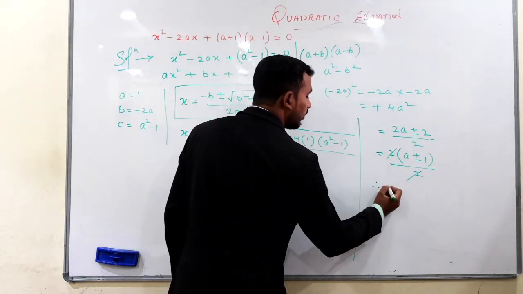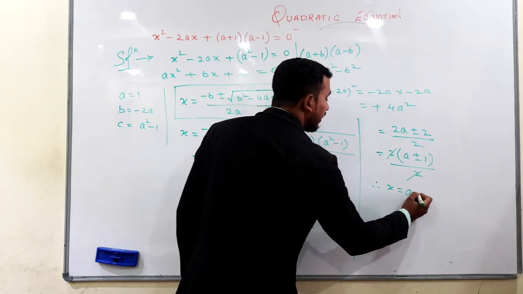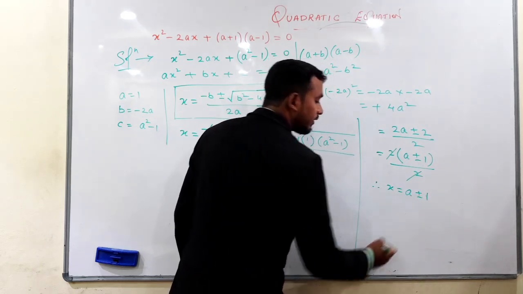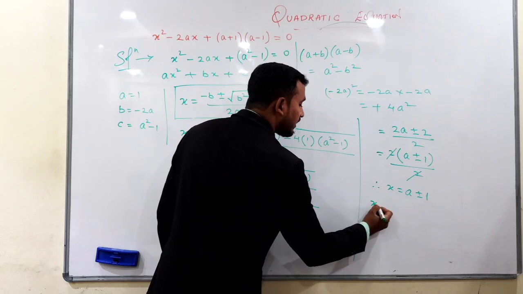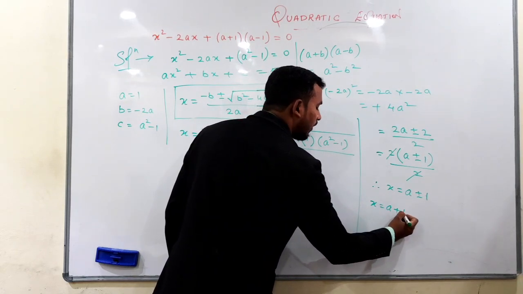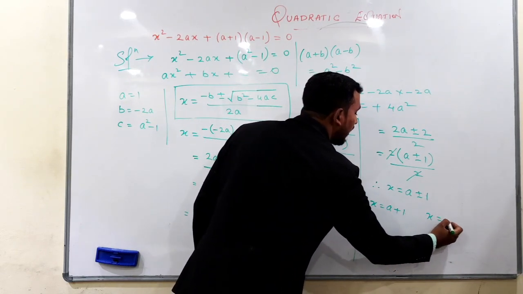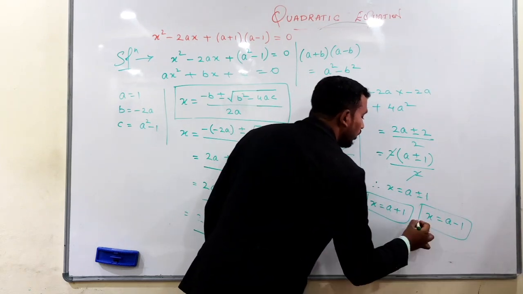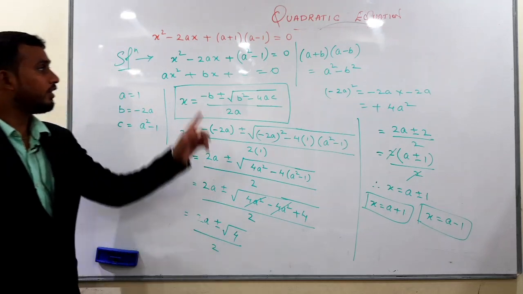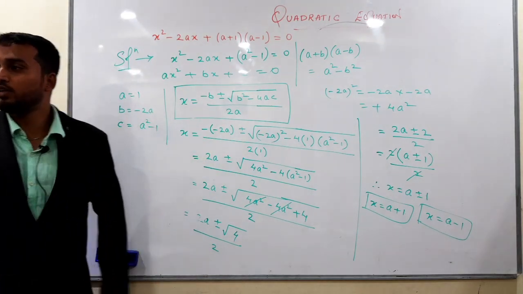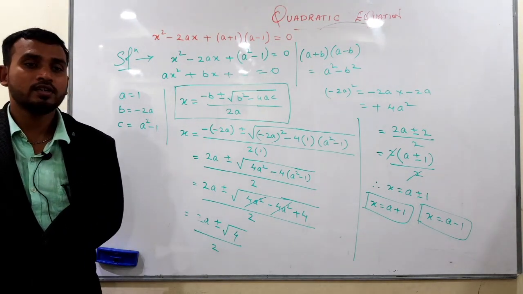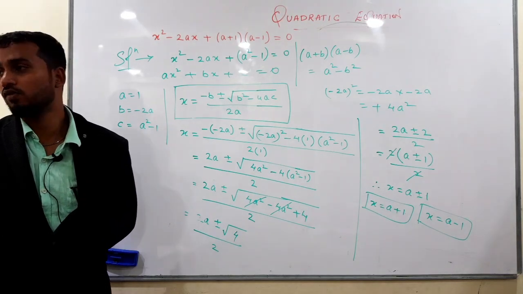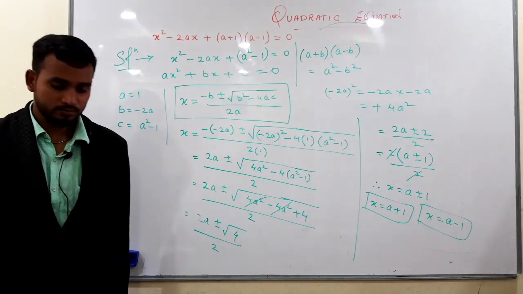So therefore, what is the value of x? x is a plus or minus 1. It means the x value is a plus 1 or the x value is a minus 1. So these are the two roots of the given equation. So the values of x are a plus 1, a minus 1. Understood? Good.